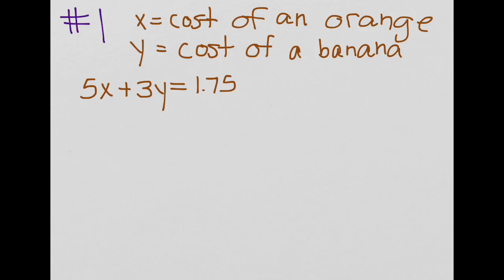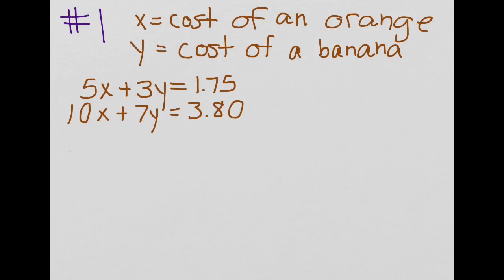Okay, the next sentence says Ellen bought 10 oranges, so this is going to be similar. 10 oranges and 7 bananas, and she spent $3.80. So we need to solve this system. We could do it by graphing or by substitution, but today we're going to solve it using combinations.